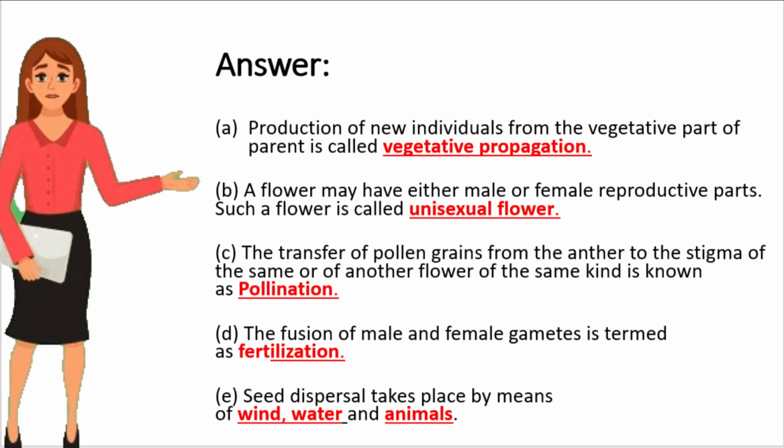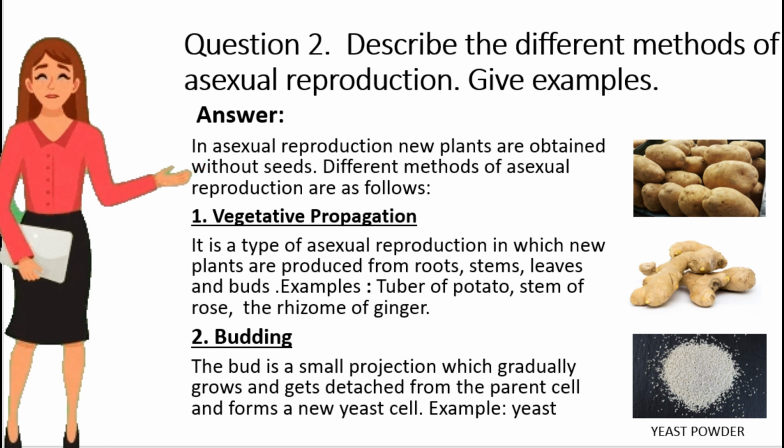D. The fusion of male and female gametes is termed as fertilization. E. Seed dispersal takes place by means of wind, water and animals. Question 2. Describe the different methods of asexual reproduction. Give examples. Answer. In asexual reproduction, new plants are obtained without seeds.